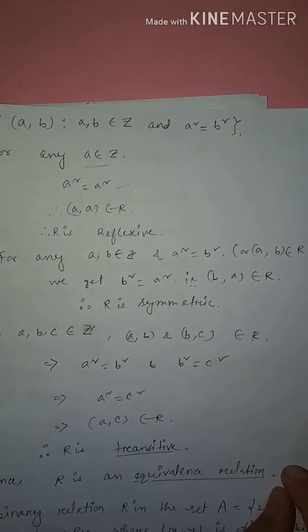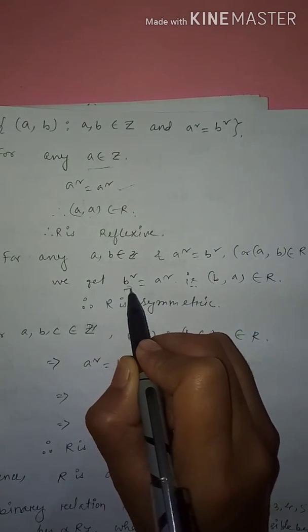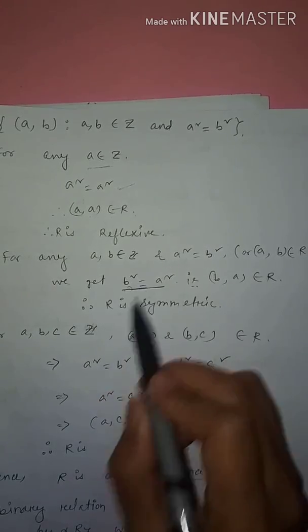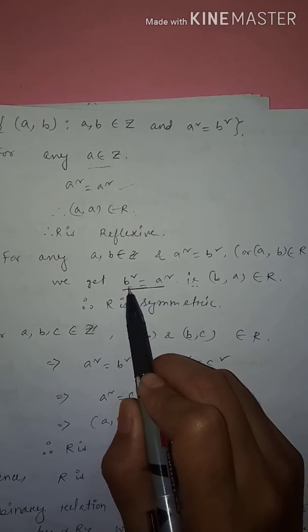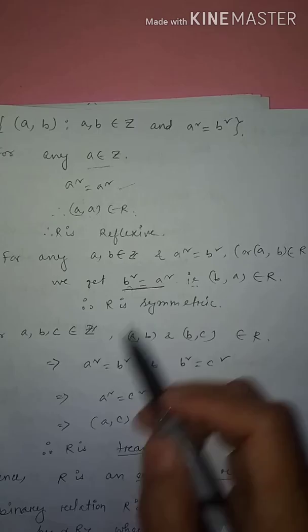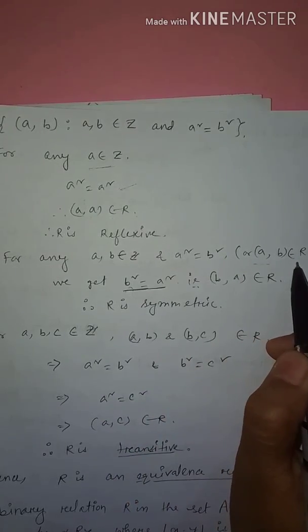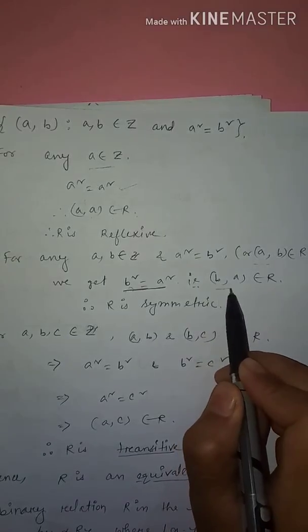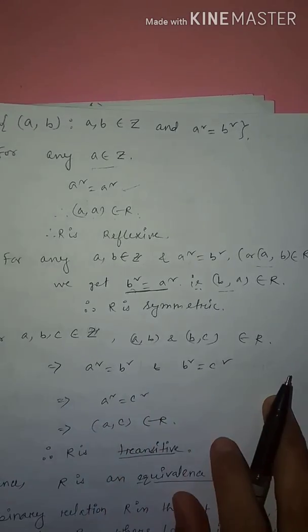We get b square equal to a square, right? It is obvious because this is the rearrangement only. We have written it as b square equal to a square in place of a square equal to b square. This is all equal. Therefore, the element (a, b) belonging to this relation R implies there is another element (b, a) that also belongs to R. Therefore, R is symmetric.